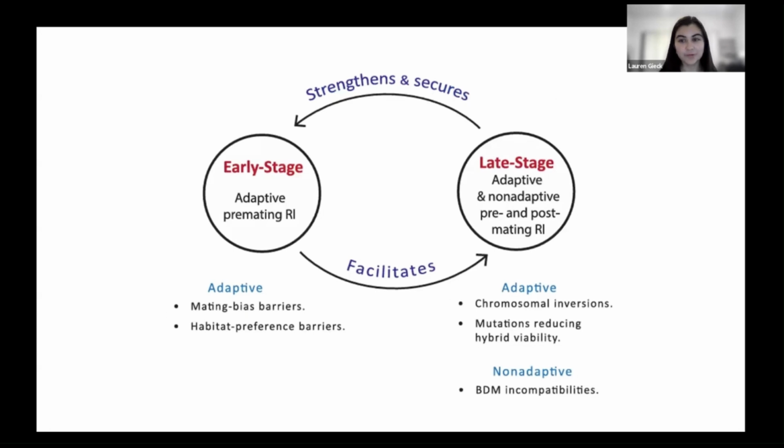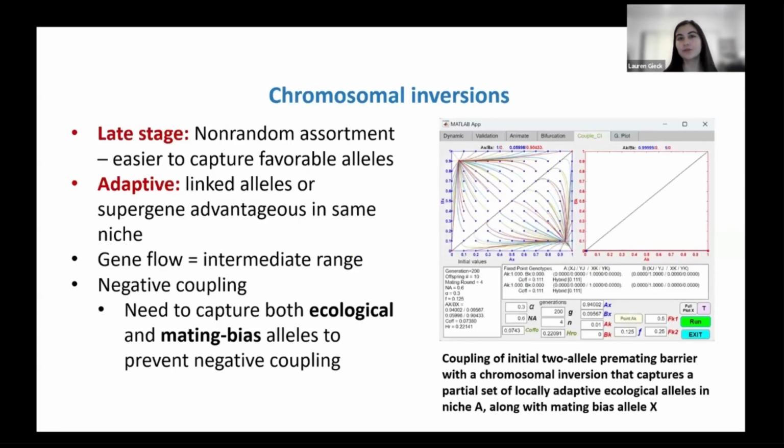Moving on, the next one we're going to look at is chromosomal inversions. I'll keep this really brief because we did see a presentation on this earlier from David, but chromosomal inversions are important as they're another late stage barrier mechanism. They are dependent on non-random assortment. So when you have non-random assortment, obviously reduced gene flow, it's easier to capture favorable alleles, and they are adaptive. So these linked alleles, or what we call a supergene in our paper, can't be broken up, so they're advantageous compared to other individuals to invade.